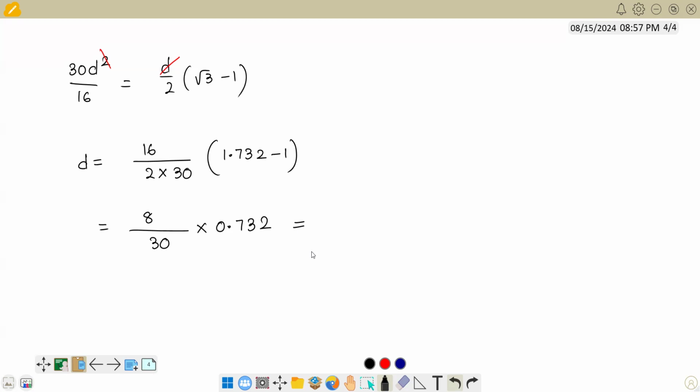But if you look at the options, all the options are given in centimeters. So this is in meters. If you want it in centimeters, what I can do is 8 into 0.732 into 100, this would become centimeter, divided by 30. So let us try to solve this. This one I can cancel out. So we have 0.732 into 8.